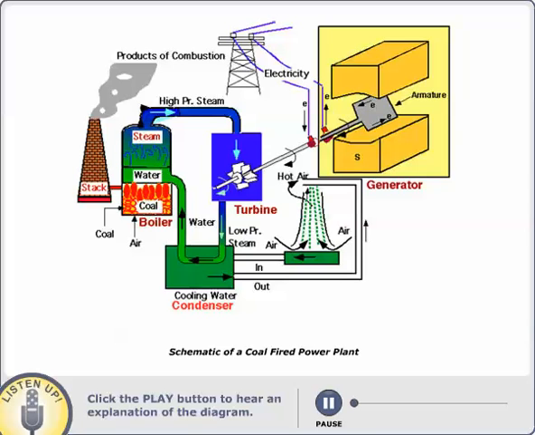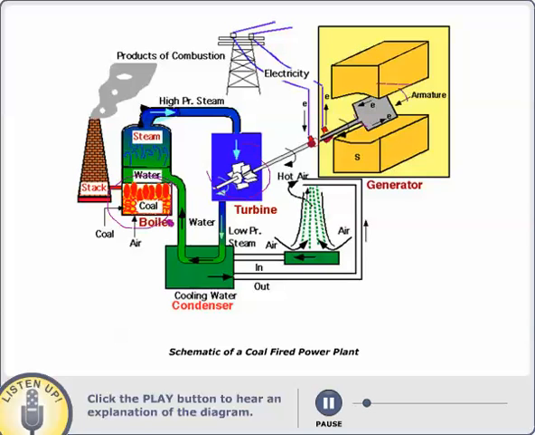Here in this diagram, we are looking at how a basic power plant works. A power plant generates electricity. It burns a fuel and first converts the chemical energy in the fuel to heat energy, and that heat energy, or thermal energy, is converted to mechanical energy over here, and mechanical energy is converted to electrical energy in this generator.